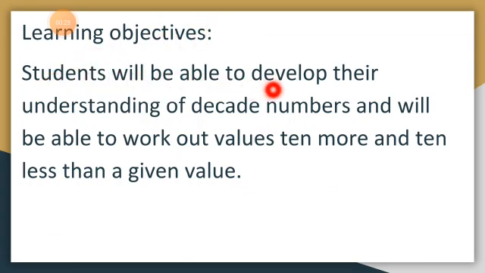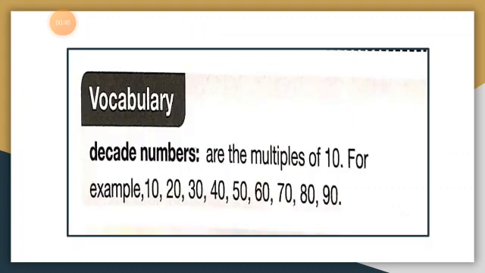Students will be able to develop their understanding of decade numbers and will be able to work out values 10 more and 10 less than a given value. What are the decade numbers? Decade numbers are multiples of 10. For example, 10, 20, 30, 40, 50, 60, 70, 80, 90 and so on.